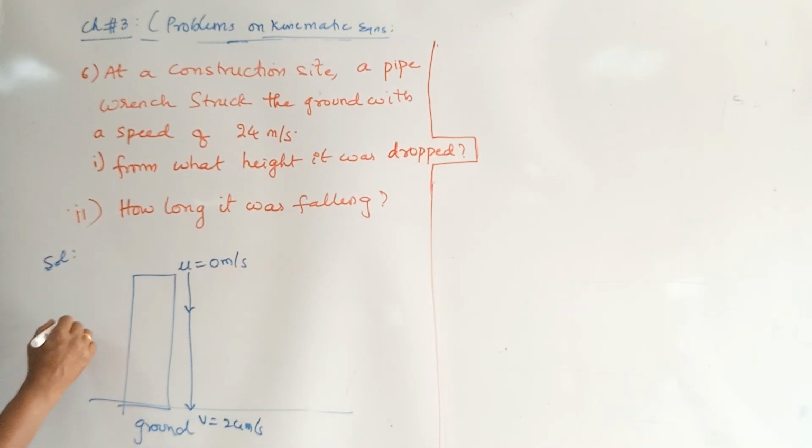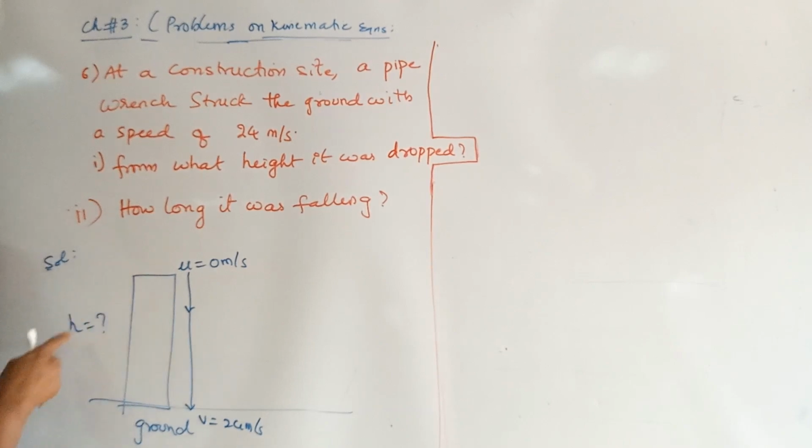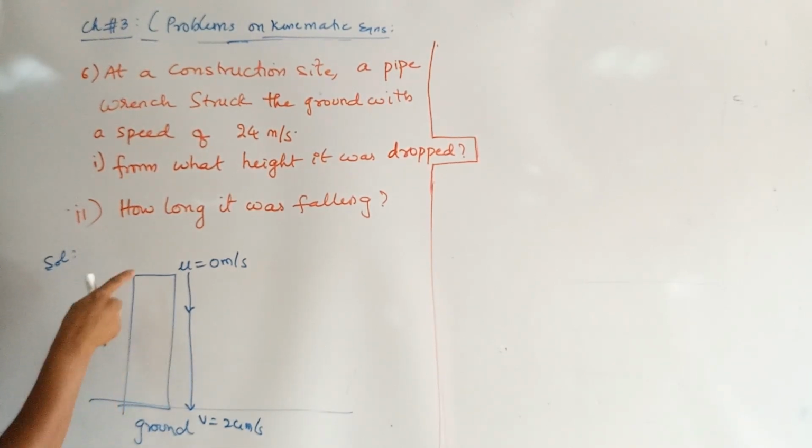Let us say this is the height whose value we need to find, the height from the ground. Anything coming down is negative. When can you say this height is positive and this height is negative? If you are taking this point as origin and going down, it is negative, but from here to here it is taken as positive. Now we need to find from what height it was being dropped.